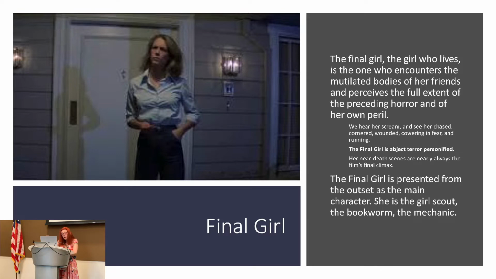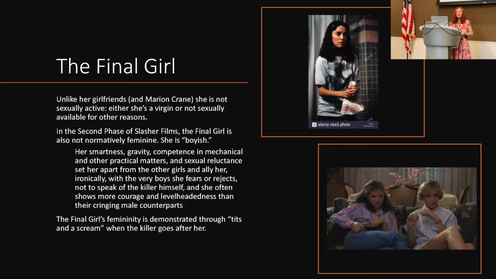So, unlike her girlfriends, the final girl is not sexually active. She's either a virgin or at the moment she's just not in a relationship with anybody. So in the second phase of slasher films, the final girls are also not normatively feminine. They're described as being boyish in that maybe they don't dress in a really feminine way. Maybe they're kind of slender, their figure hasn't developed yet as much as their peers. They have knowledge that's usually associated more with men than women.